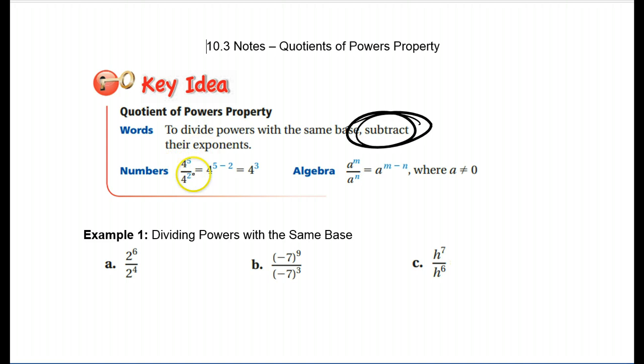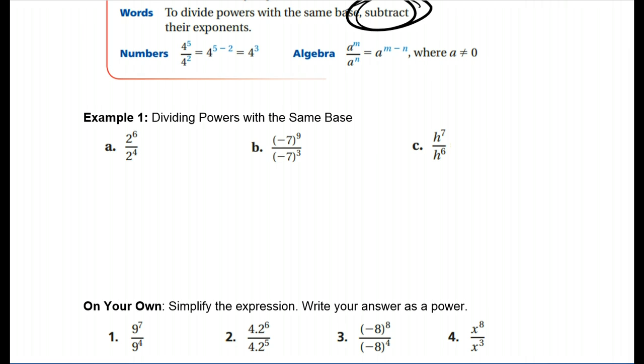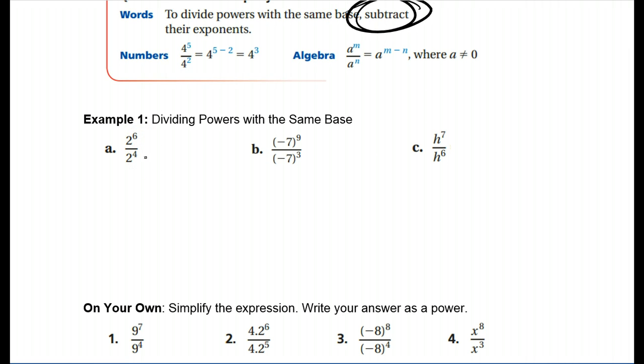So 4 to the 5th divided by 4 to the 2nd is 4 to the 5 minus 2, which is 4 to the 3rd, okay? And a cannot be 0 on these. So example 1, 2 to the 6th divided by 2 to the 4th. The first thing I need to check is that the bases are the same. And since they are, I can proceed. So this is 2 to the 6th minus 4, which would be 2 squared.